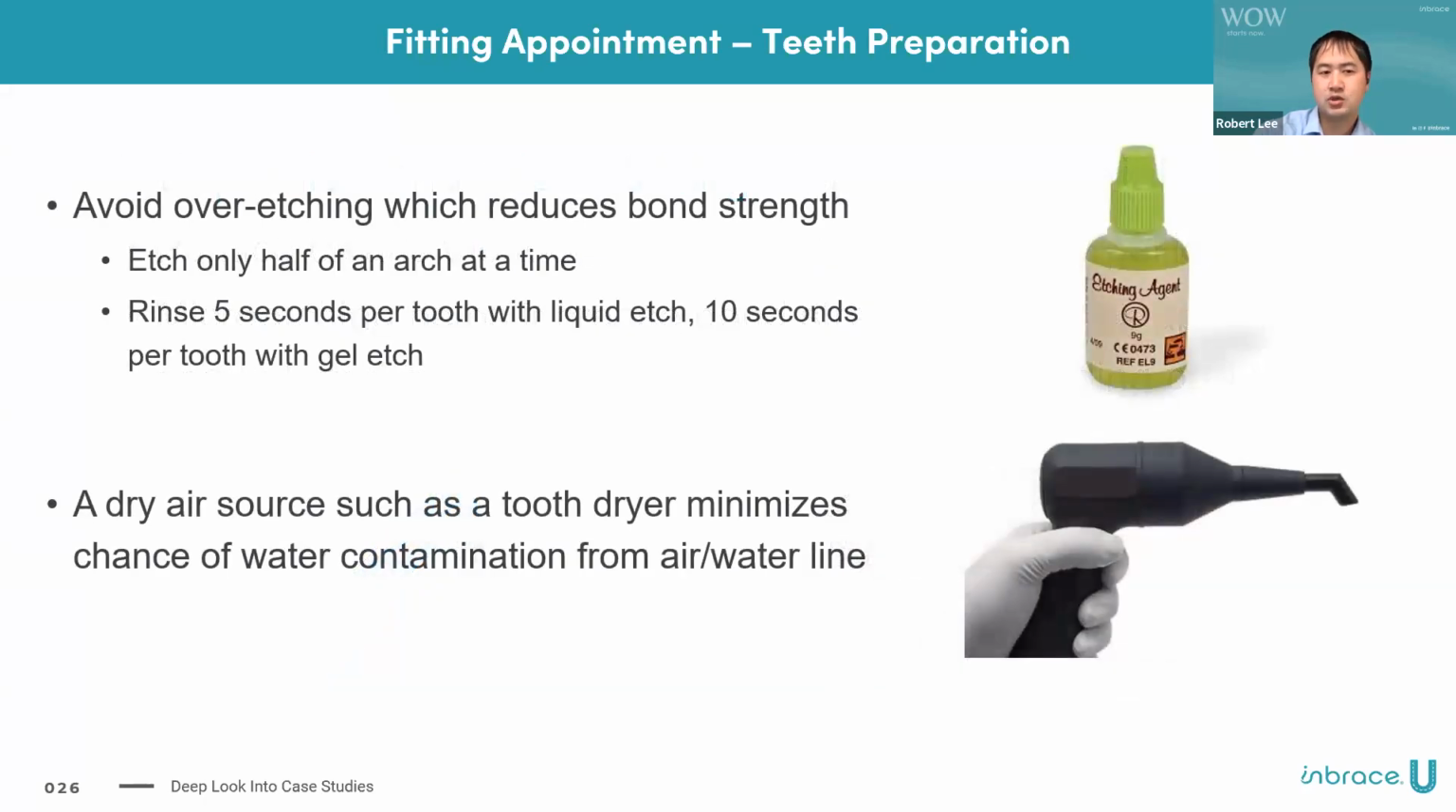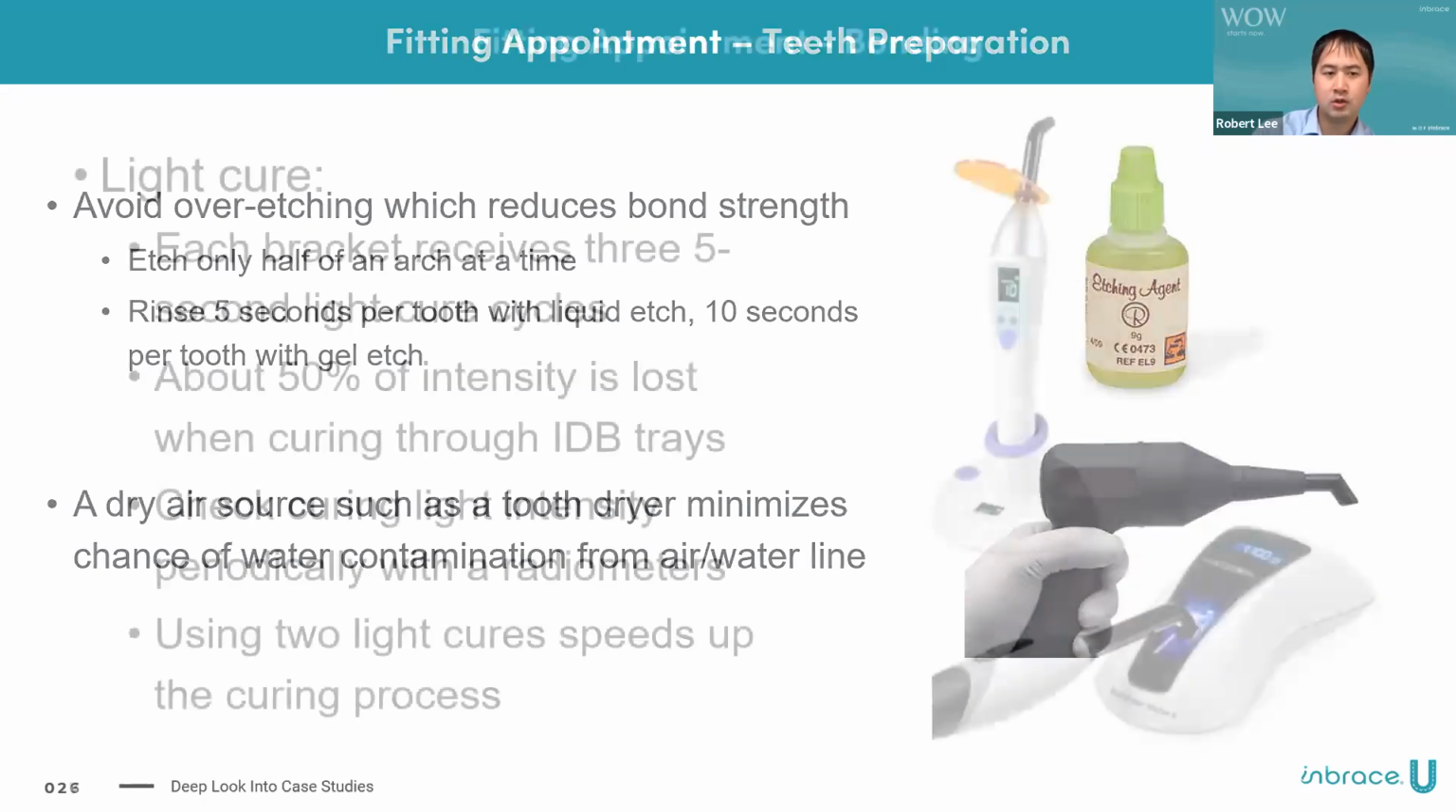Another thing that we often see is over etching. Paul Gange from Reliance also talks about this a lot. So we usually recommend etching half the arch at a time, just so you're not over etching, and to make sure you're rinsing enough. It should be 5 seconds per tooth with liquid etch and 10 seconds per tooth with the gel etch. We also recommend using a dry air source.